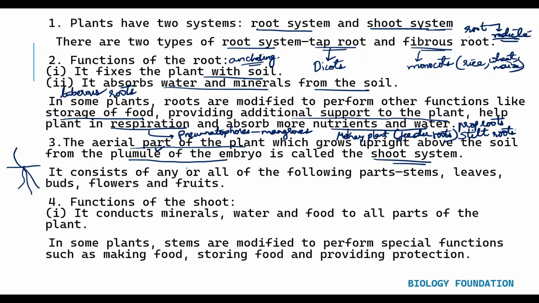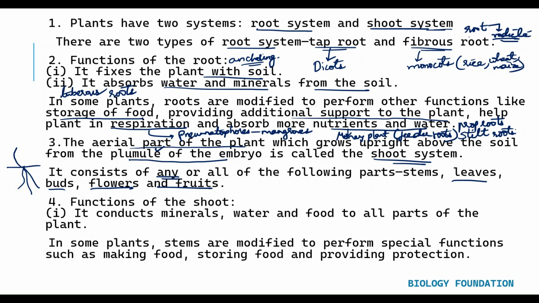Now the shoot system can contain all of the following or any of the following. That means a shoot or stem can have all these parts. What parts? Leaves, buds, flowers, and fruits, or it may have only some of these, like leaves and buds. The stem might not have flowers and fruits on it, or there might be leaves, buds, and fruits, and not flowers. Okay, but basically all these comprise shoot system because they are present above the soil.